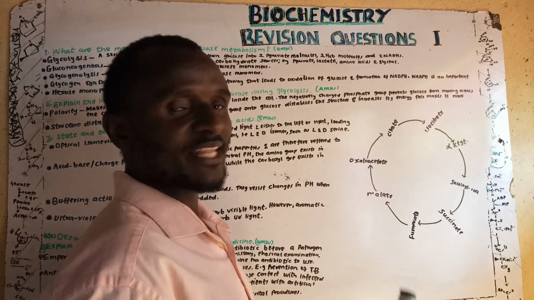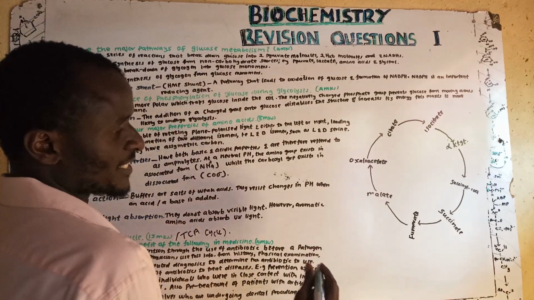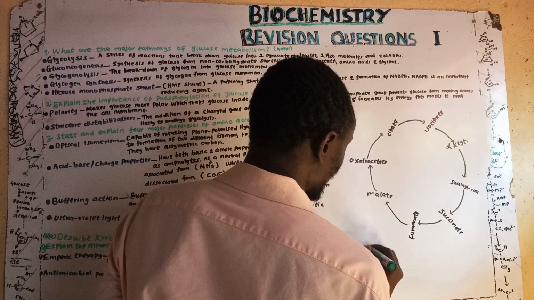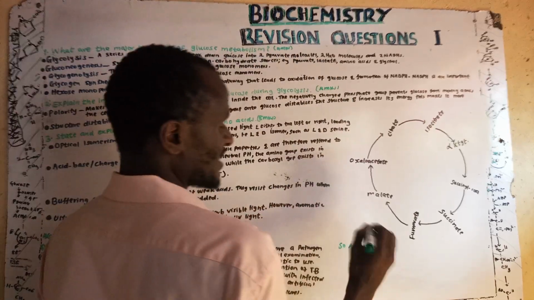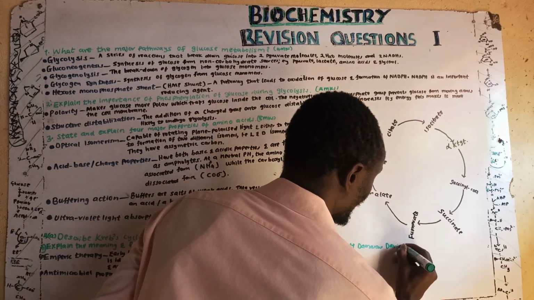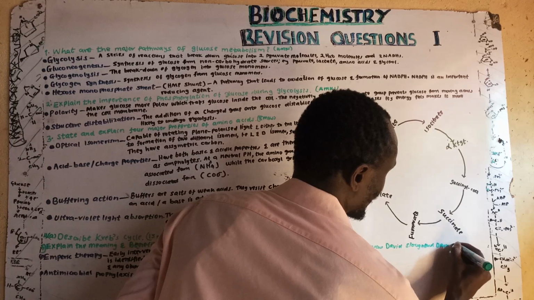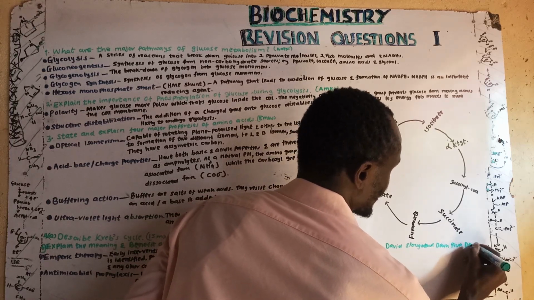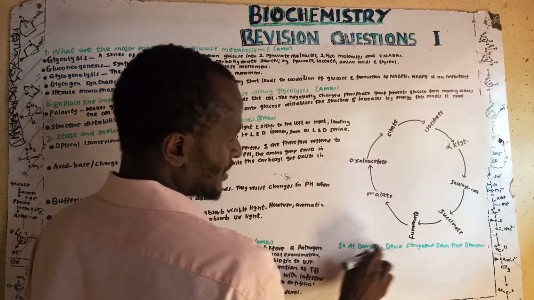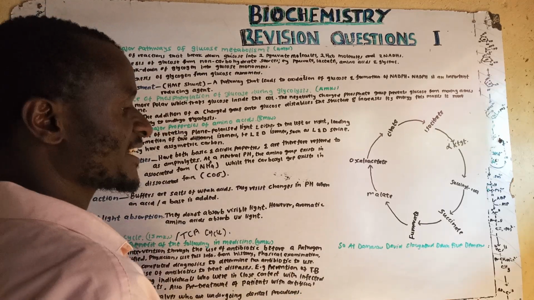Then you also need to remember the enzymes of the TCA cycle. The mnemonic that I have come across with is: So at Damascus, David slaughtered down 5 demons. So at Damascus, David slaughtered down 5 demons. 1, 2, 3, 4, 5, 6, 7, and 8. With this mnemonic, you can easily name the enzymes.